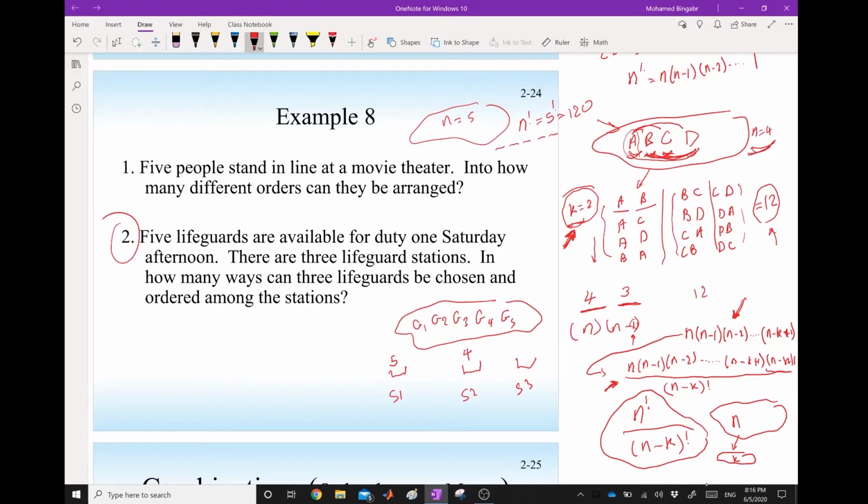Station 3, there are only 3 guards left. So it has only 3 possibilities. So that is 5 times 4 times 3. So that's 60. Or we can just use this formula here.